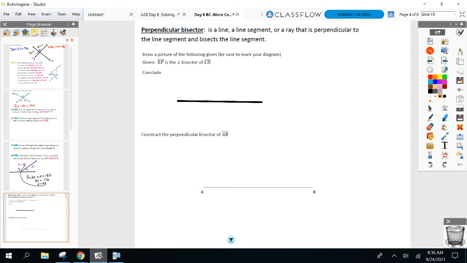All right, so I want to draw a picture first before we do a construction of it. It says given EF is the perpendicular bisector of CD. So my first question is, ready? Read it carefully again. What is being cut in half, EF or CD? CD. Okay? EF is cutting CD in half. So everyone draw line segment CD for me. Draw, draw, draw. We don't need to construct yet. It says draw. So pick up your pen or pencil, freehand, line segment CD.